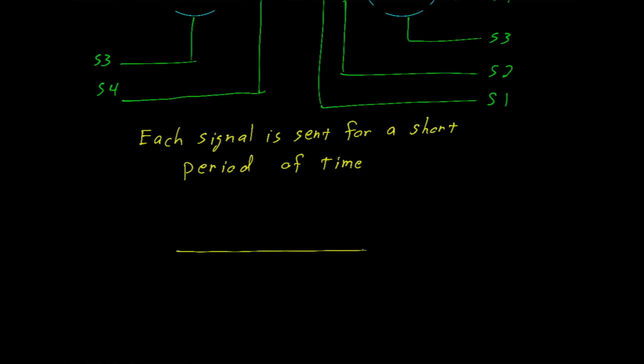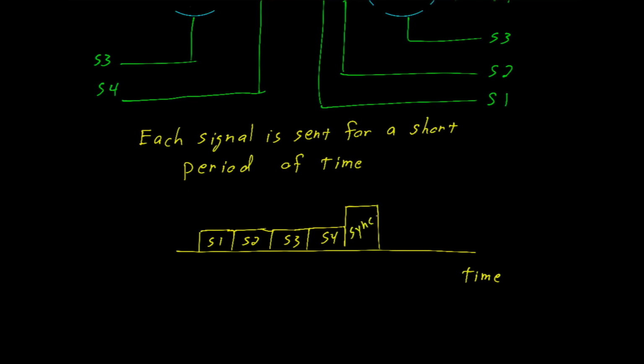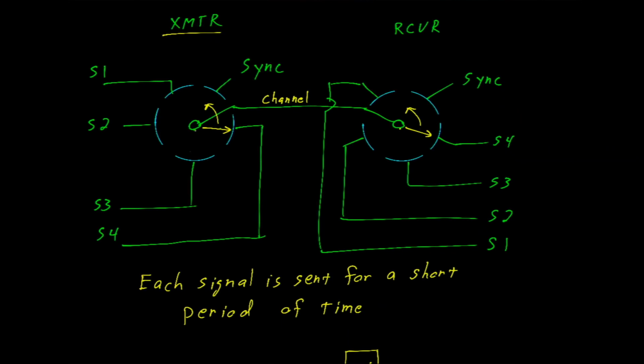In the time domain, we end up with something that looks like this. We send signal 1, we send signal 2, signal 3, signal 4, and then, perhaps at a higher amplitude, we send the sync pulse. Only to start all over again with signal 1. By the way, this period of time here is known as a frame. A frame is essentially one revolution of this switch mechanism.